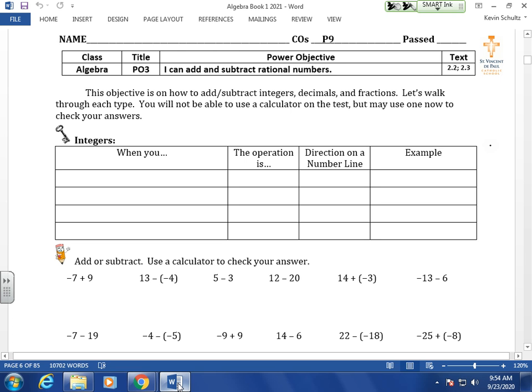We'll be covering PO3, our first power objective of the year, which means it is very important to learn this. Adding and subtracting rational numbers. Of course, that phrase rational numbers, like we've talked about, includes integers and decimals and fractions, all of which you have had before, save for maybe subtracting a negative. Have you seen something like that before where you're subtracting a negative number? Fantastic. Then it's all going to be review for you, okay?